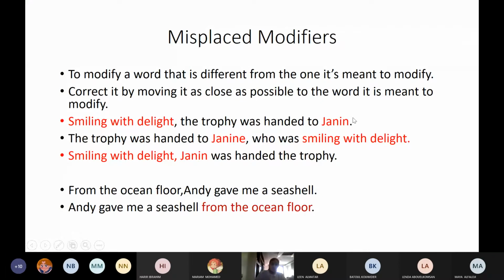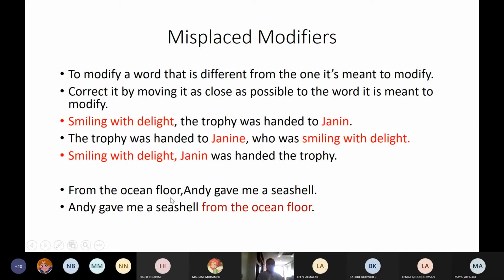I have to bring Janine closer to the participial phrase, which works as an adjective. As we know, a participial phrase functions as an adjective. So I take Janine and put it next to smiling with delight. Either I take smiling with delight to the end, or I take Janine to the beginning. The trophy was handed to Janine, who was smiling with delight. This is correct. Or, smiling with delight, Janine was handed the trophy.